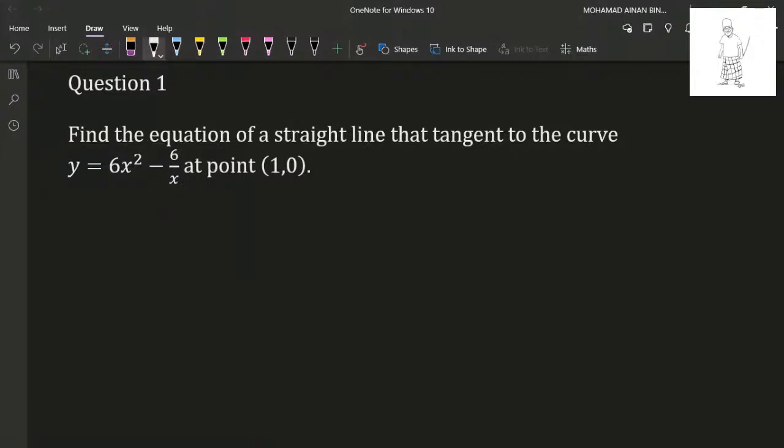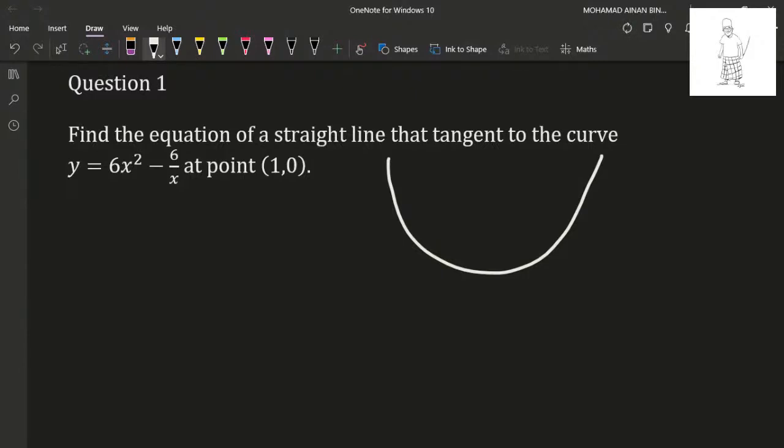So the situation is like this. Let's say this is the curve. It's not necessarily like this, and it's not necessarily a quadratic function because we have 6 over x over here. So it's a mixture of them, but we have a curve something like this.